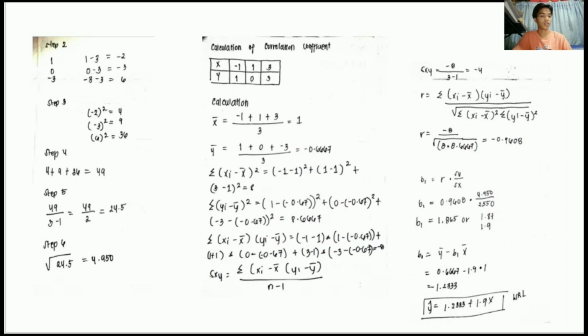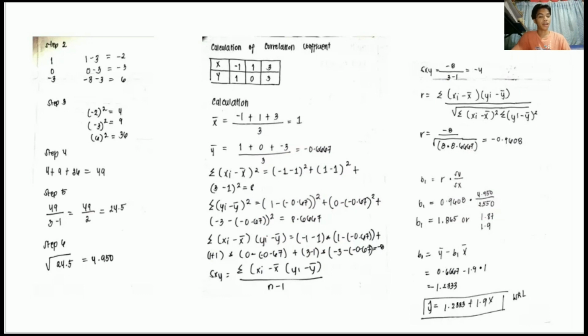1 plus 3 over 3, that is equal to 1. We also need the mean of y, so 1 plus 0 plus negative 3 over 3 is equal to negative 0.6667. So we have our example. We just need to subtract x_i from the mean of x, then square it. So it will be negative 1 minus 1 squared plus negative 1 minus 1 squared plus 3 minus 1 squared, which equals 8. This process will just be repeated for y.